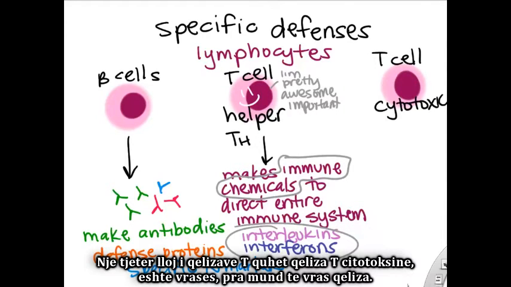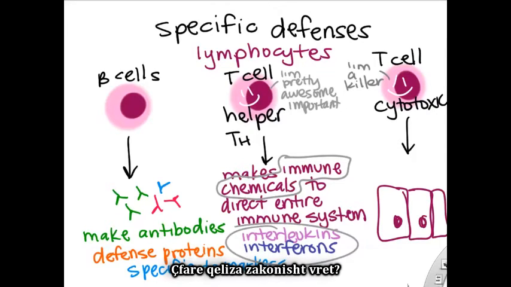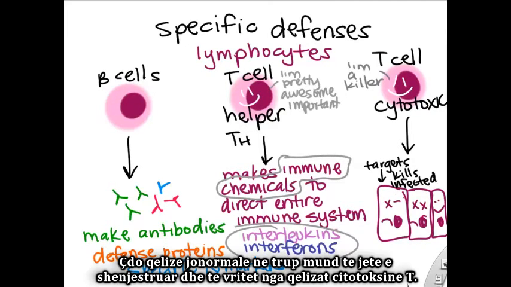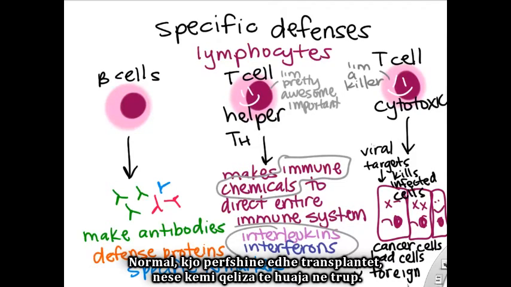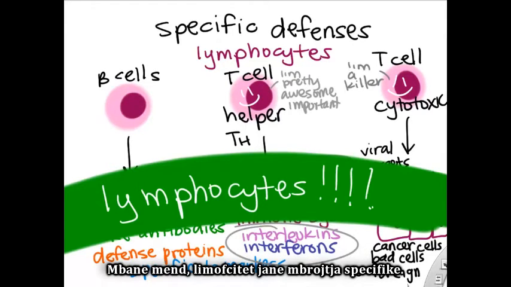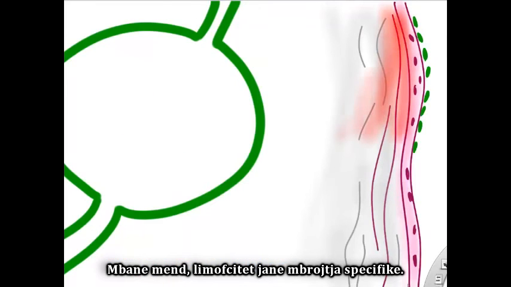The other kind of T cell is called a cytotoxic T cell. It's a killer, so it basically can kill cells. Well, what cells would it usually kill? Usually in our body we're talking about virus-infected cells, or maybe even cancer cells. So any abnormal cells in your body can be targeted specifically and killed by cytotoxic T cells. And of course, this would be involved in transplantation too if we had a foreign cell in our body. So remember, these lymphocytes are going to be the specific defenses.